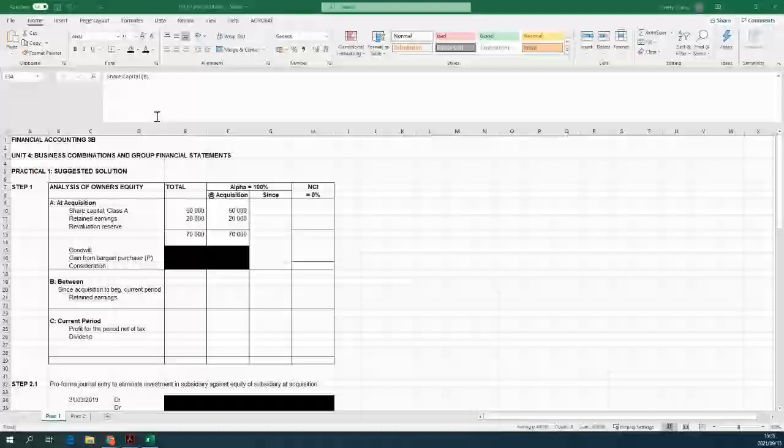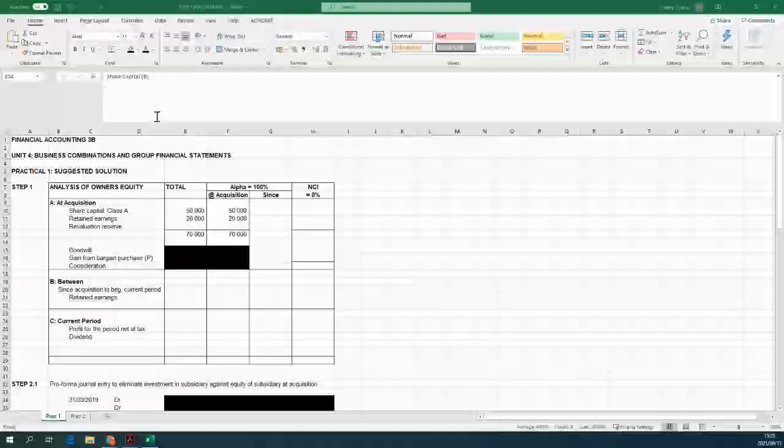So if the consideration paid is 80,000 and we know the value of the equity that was purchased, can anyone tell me in this situation, is there going to be goodwill or a gain from bargain purchase? There's gonna be goodwill. Okay, correct. It is going to be goodwill. So in this situation, we are going to have goodwill. And how much is the goodwill going to be in this scenario?